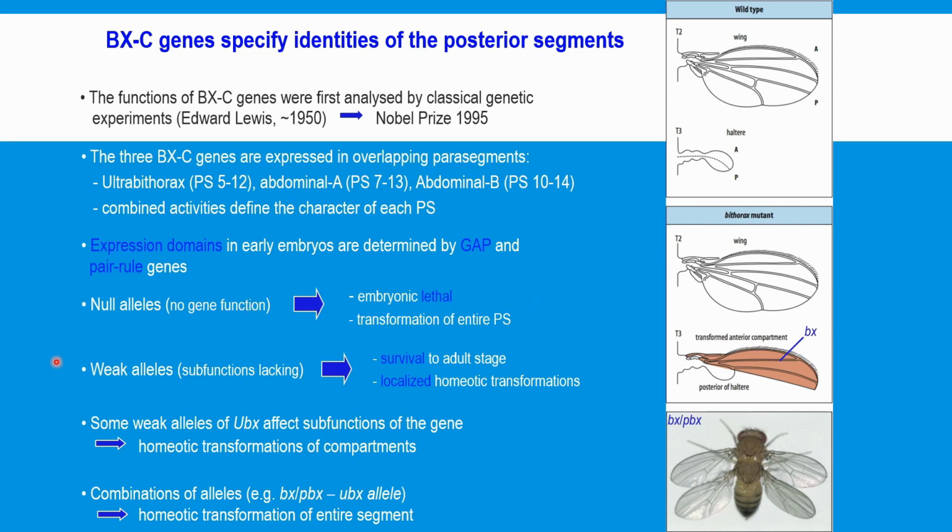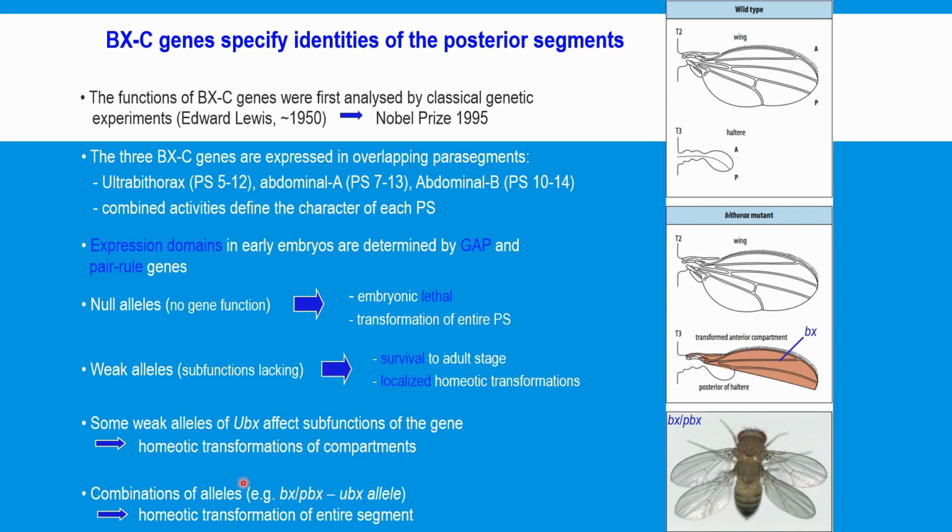But weaker alleles, which we call hypomorphs, where some function was still present and some was lacking, could survive to the adult stage and had localized homeotic transformations, such as shown here, where the bithorax mutant could give homeotic transformations of the anterior compartment of the haltere. And actually you could combine these weaker alleles and get genetic interactions.